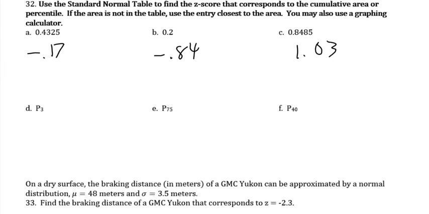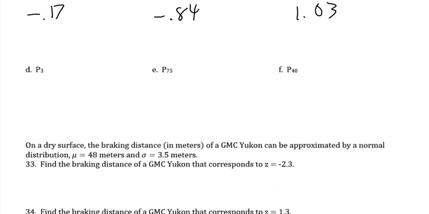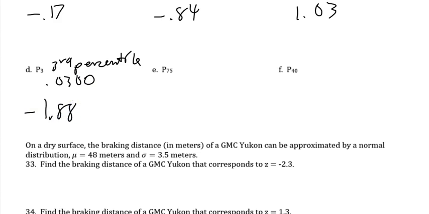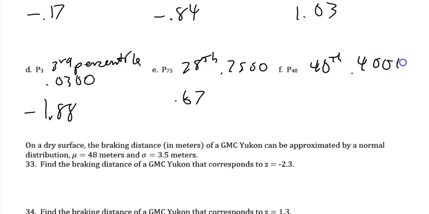Okay, P3, that's the third percentile. So that's going to be 0.0300. When you look that up, it's going to be negative 1.88. This is the 75th percentile. That's 0.7500. That's going to give you a z-score of 0.67. And this is the 40th percentile. So 0.4000. And that's going to give you negative 0.25.